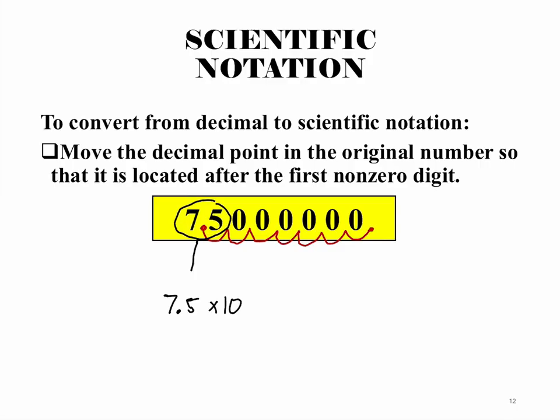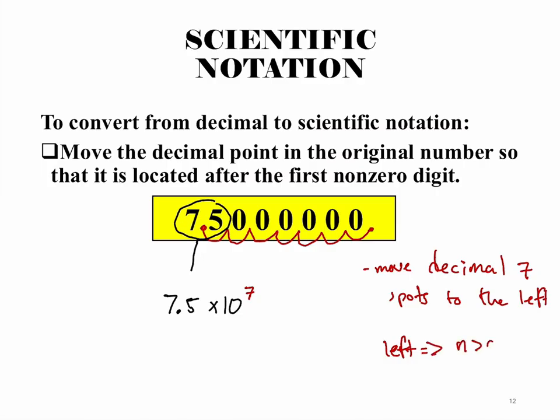n, does anyone know what n is given by? It's 7, and so yeah, 7 is the number of spots that we move the decimal place. All right, so that's going to be 7 because we moved the decimal 7 spots to the left. In the left, that implies that n is greater than 0, right? When we move decimal places to the left, that means that n is going to be larger than 0.